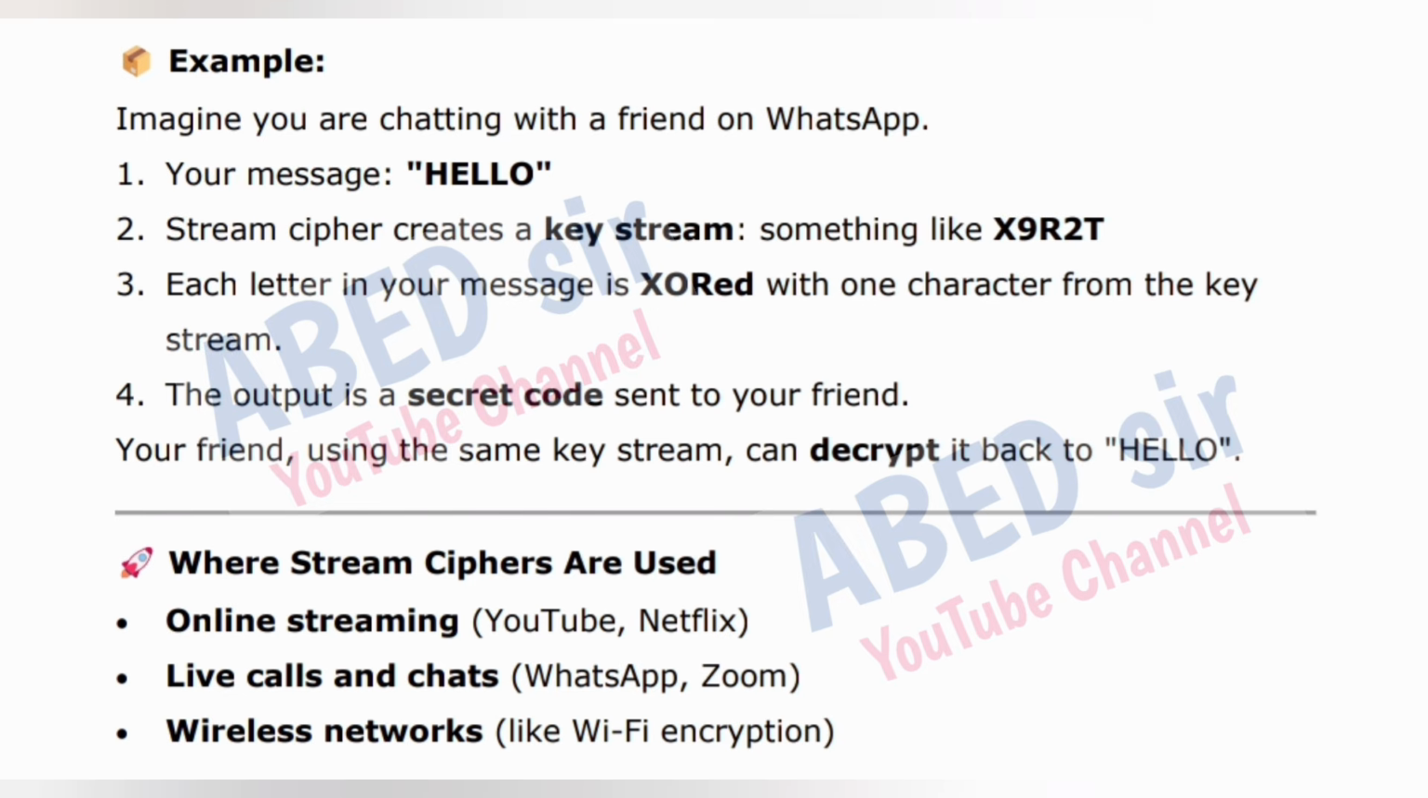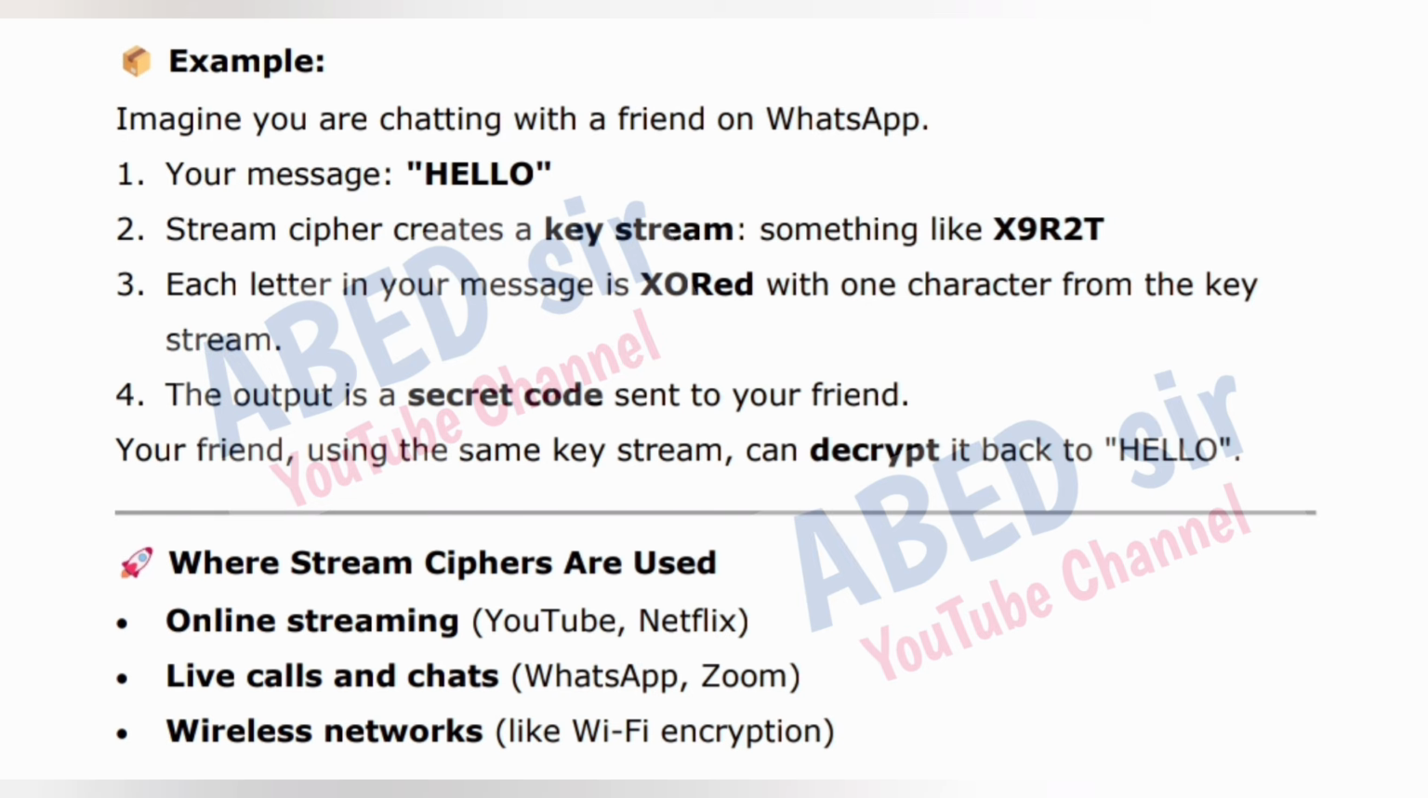Example. Imagine you are chatting with a friend on WhatsApp. 1. Your message: hello. 2. Stream cipher creates a key stream, something like X9R2T. 3. Each letter in your message is XORed with one character from the key stream. 4. The output is a secret code sent to your friend. Your friend, using the same key stream, can decrypt it back to hello.